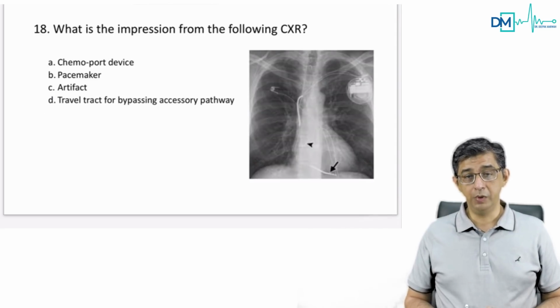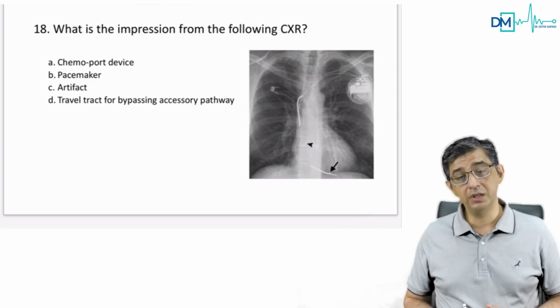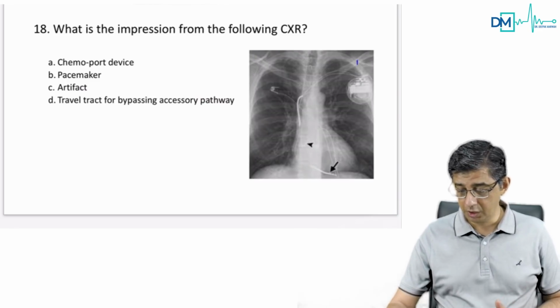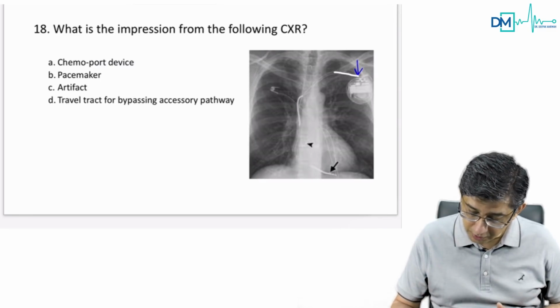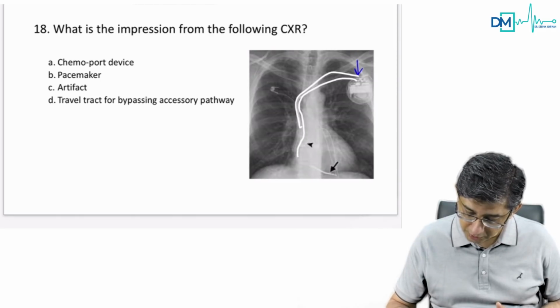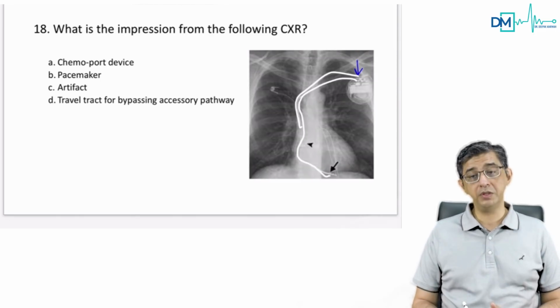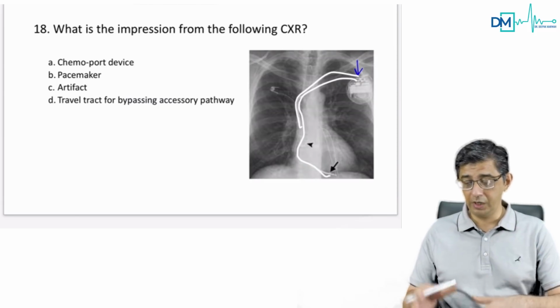The next question talks about the impression from a chest X-ray. Students told me that they could see an image of a device. From this device, you can see wires. I'll just trace out the wires. One is going to the atria, and the second wire is going into the ventricles of the patient. So there are two wires from an electronic device.